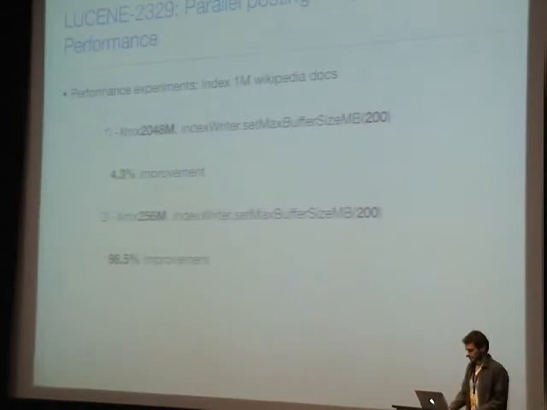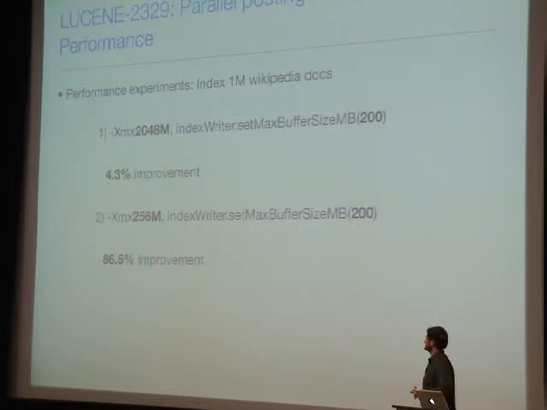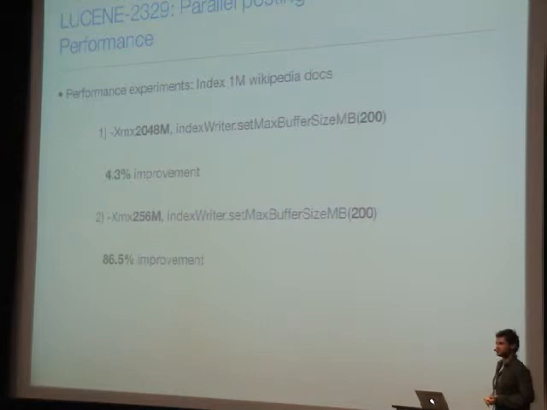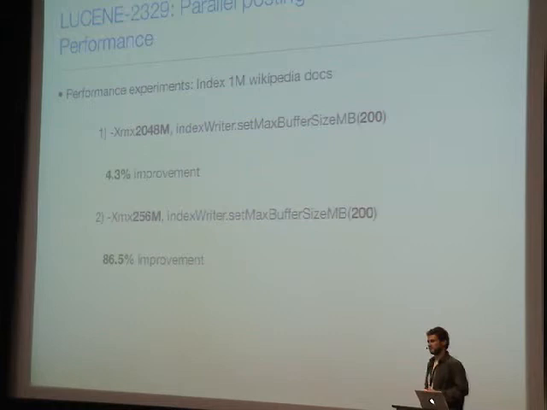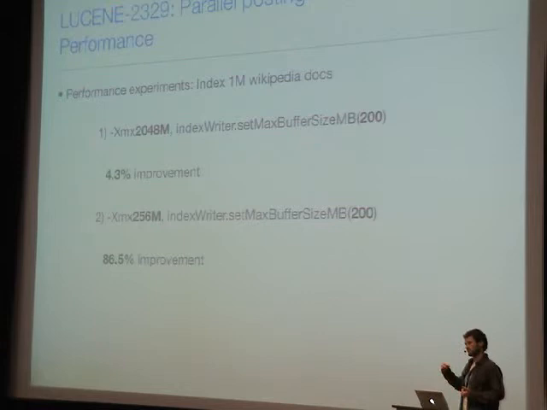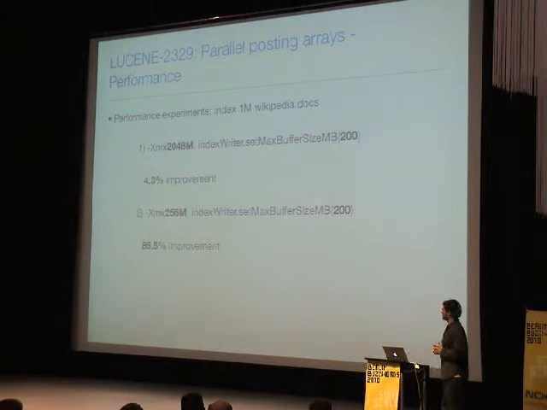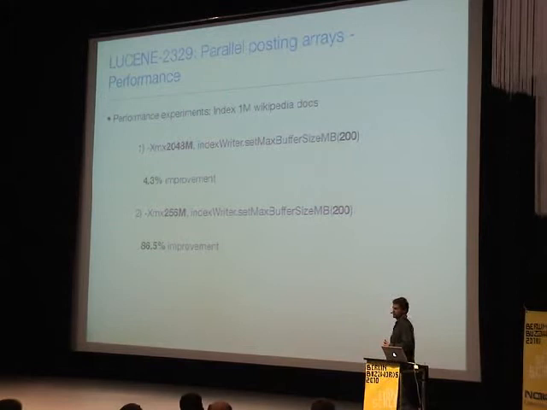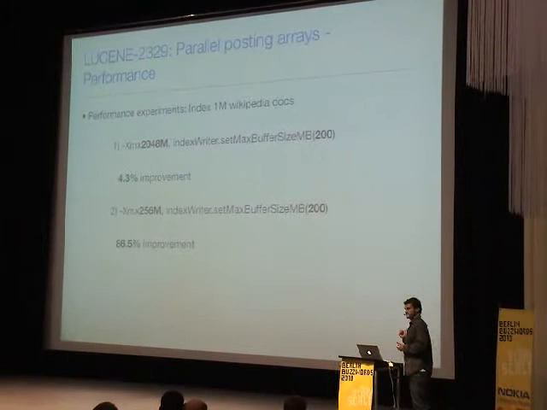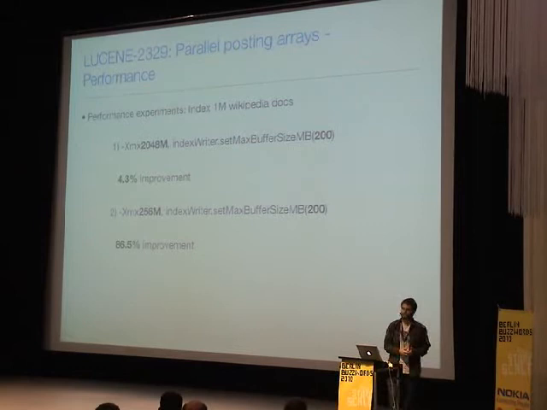So what I did to test performance was I ran two very similar tests. I took 1 million Wikipedia documents, and I gave the JVM 2 gigs of RAM, and the index writer I allowed to use 200 megabytes of those. So the index writer didn't even allocate close to the maximum JVM memory. And we only had a 4.3% improvement. And the reason for that is that garbage collection doesn't have to run very often if you have so much room in your heap. There's no reason to invoke the garbage collector. And the 4.3% improvement is mainly due to the fact that we save these 28 bytes per term, because everything is a little bit more efficient because you save a few megabytes here and there.